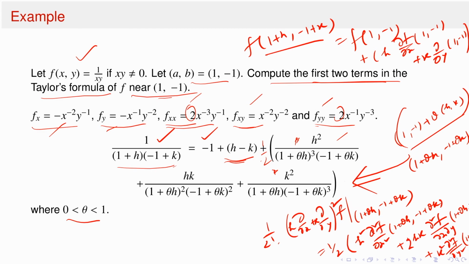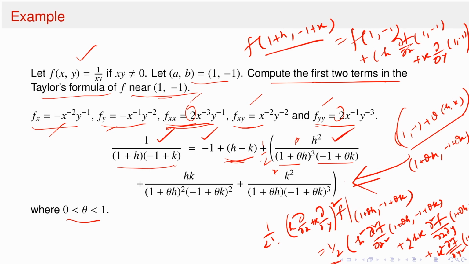You see these 2 and h square, see del 2f, what is del 2f? So, this is given, na. So, you just replace: 2 and then 1 by (1 plus theta h) whole cube, and then y to the power minus 1, that means minus 1 plus theta k. Fine. So, in the denominator you will have (1 plus theta h) to the power cube times (minus 1 plus theta k), and 2 will be there, another 2 will be there, so that will get cancelled and you will end up with this one.